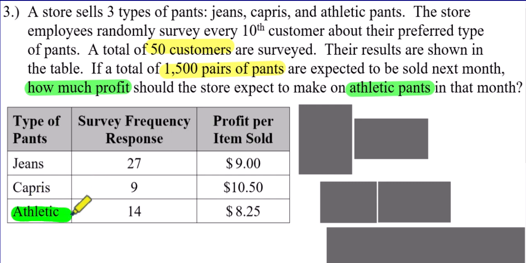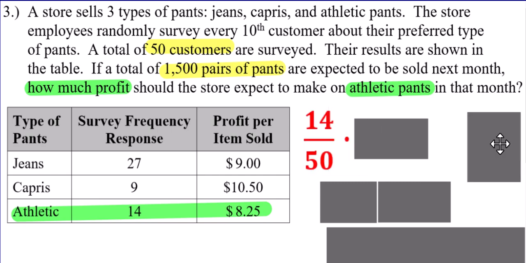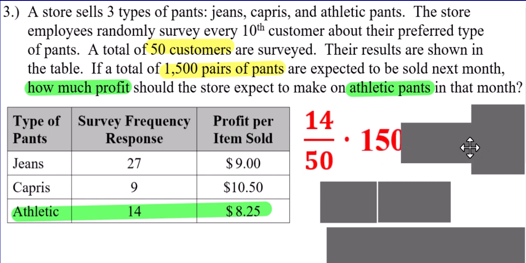So this is the part of the table that we care about based on what the problem wants me to find. Are you ready? We're going to have to do our work kind of in 2 parts. We first need to realize the 14 is not out of 1,500. The 14 is out of 50. So write that down. That's the fraction we're going to start with, kind of like we did on problem number 1. We did a very similar math here. We're going to multiply it times the new total of the population, 1,500 pairs of pants.